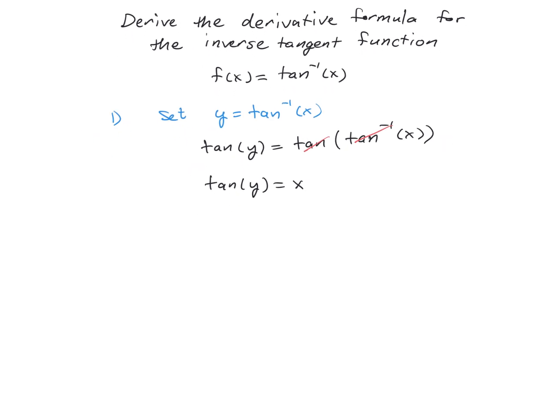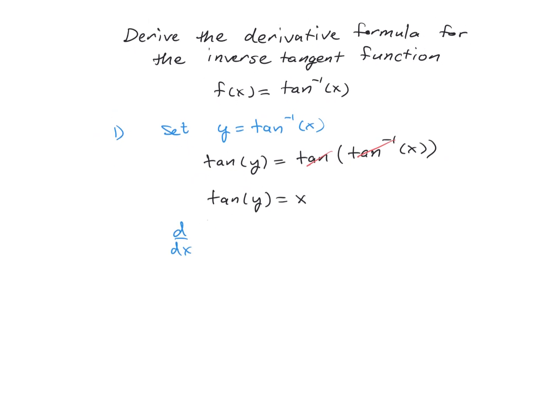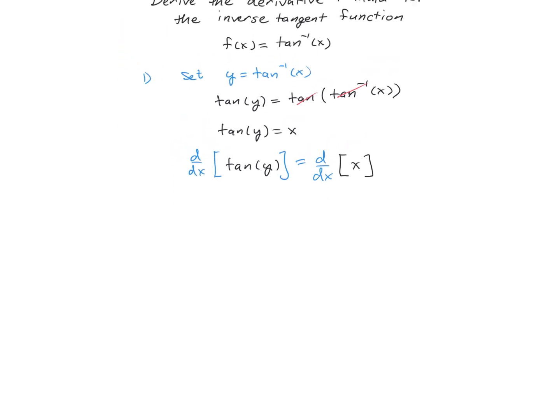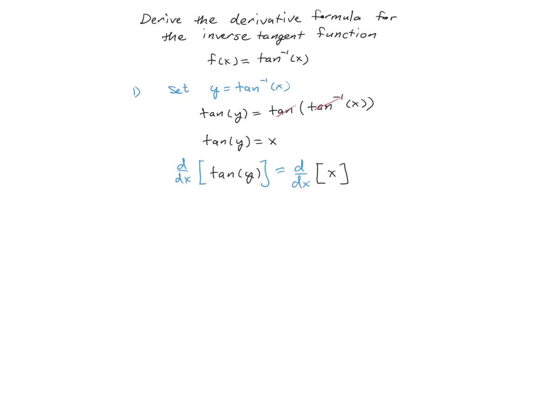So we're going to have the derivative of the tangent of y, and that is going to be equal to the derivative with respect to x of our variable x. So when we take the derivative of the tangent function, please keep in mind that this is a function of a function. So using the chain rule, the derivative of the outermost function is going to be secant squared of y. So we have secant squared of y. And then by the chain rule, it's times the derivative of the inside function, which is y prime. And of course, the derivative of x is just 1.